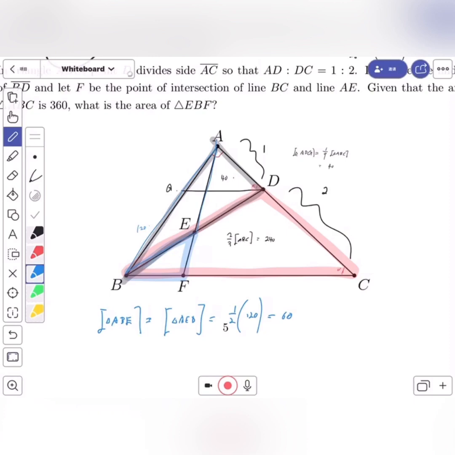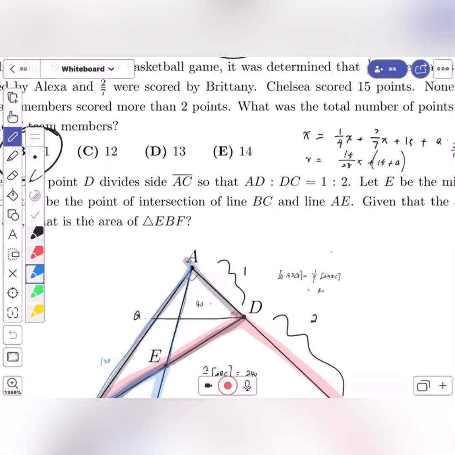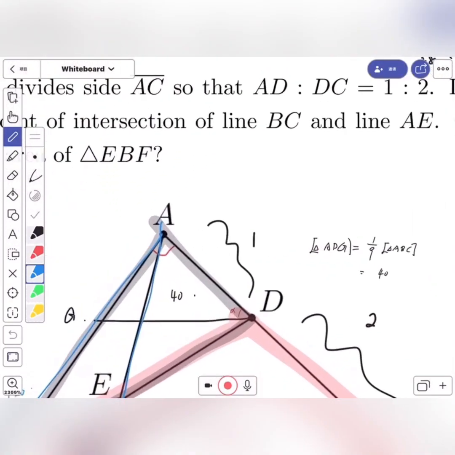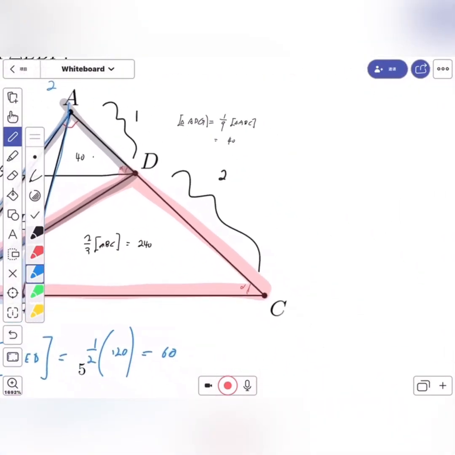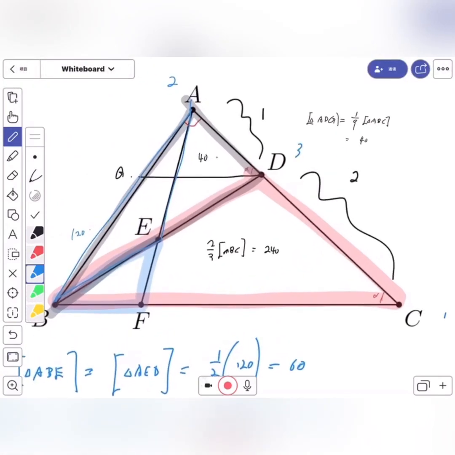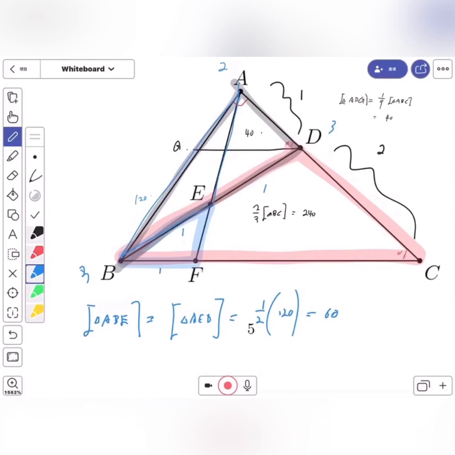So okay, at the end we probably still have to use the idea of mass point, which is not that hard. So we just assign this point to be 2 and this point to be 1. Now we also find this point to be 3, and this is 1 to 1, so this one will be 3. So from here we can see that this is 1 to 3. So essentially BF is equal to 1/3 of FC.